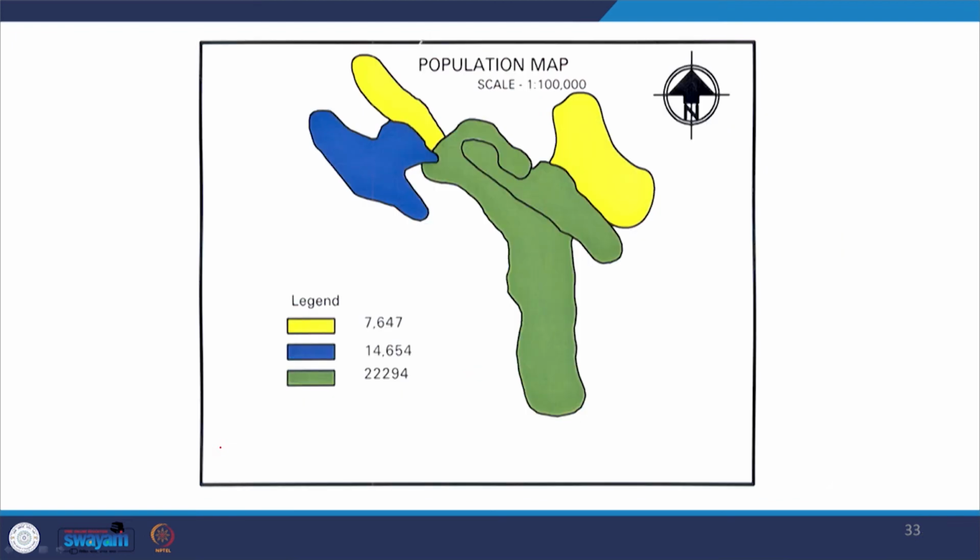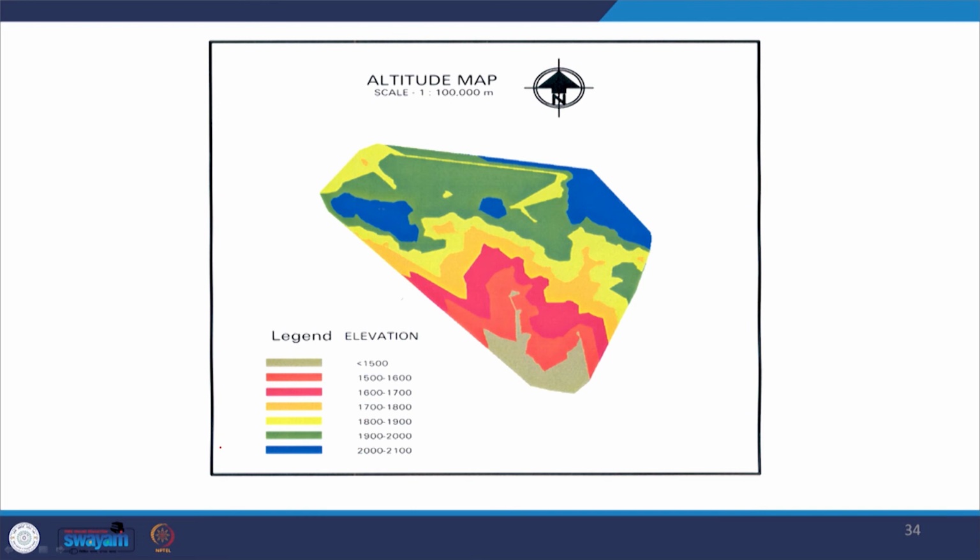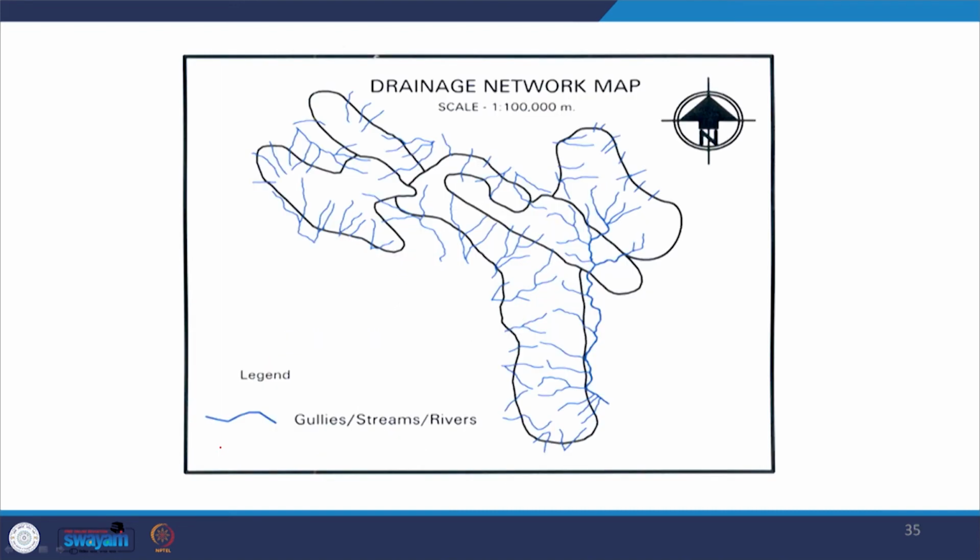The population density map. So, the different zones have different densities of population. Then the slope map, altitude map. So, different regions have different altitudes. This is the hilly region, quite hilly region. Then a drainage network map. So, all the major and the minor drainages are shown here.